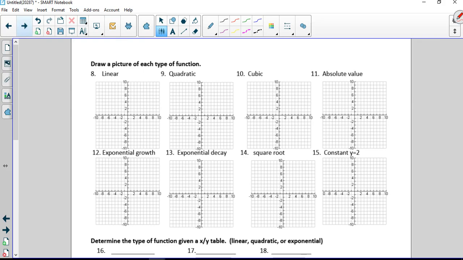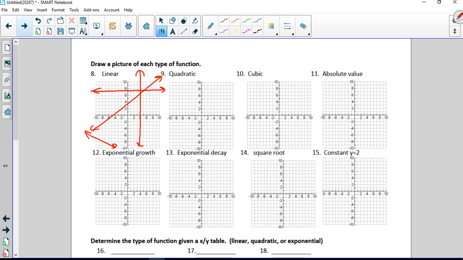Draw a picture of each type. Linear equation is basically any line. You could do a positive slope, you could do a negative slope, you could do a y equals line, you could do an x equals line. Just the idea that it's a line.